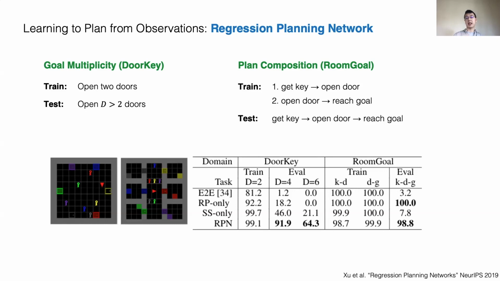And the second is plan composition, where we train our model on demonstrations of subtasks, such as getting a key to open the door, as well as opening the door and reaching a goal. But the model never sees the complete task that composes these two subtasks together. In the result, we show that the model is able to learn from the shorter task demonstrations and extrapolate to longer tasks, say opening more doors, as well as composing the subtasks together to complete the entire task of getting the key, opening the door, and reaching the goal.